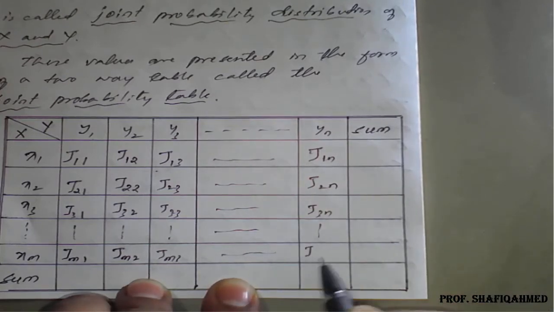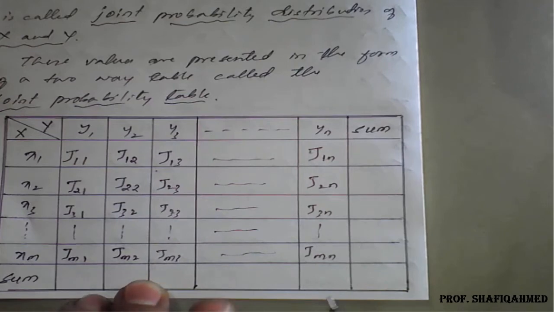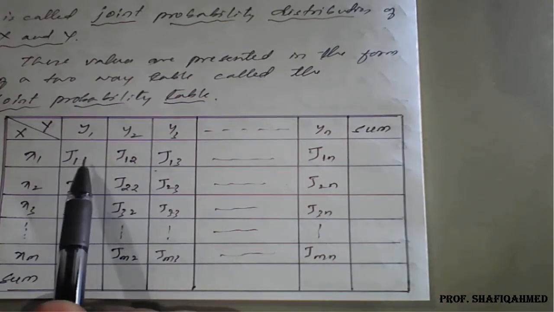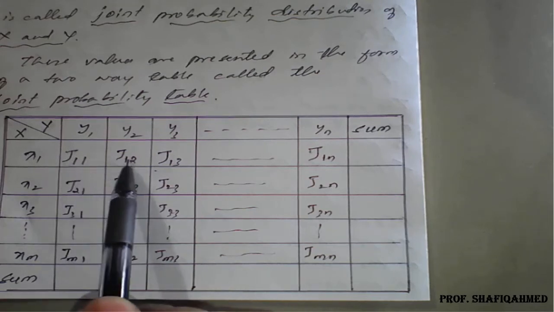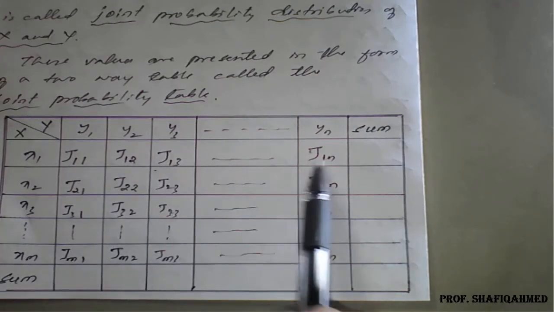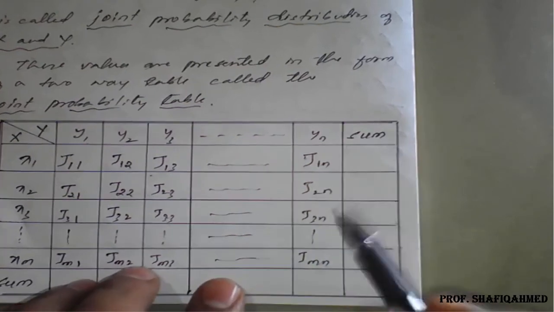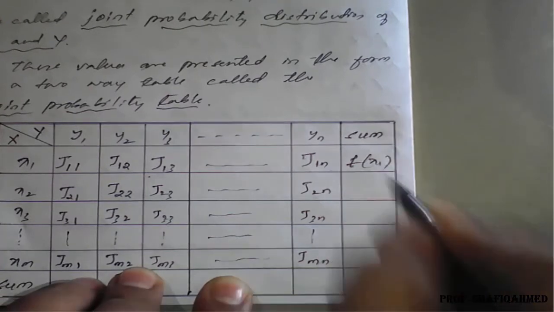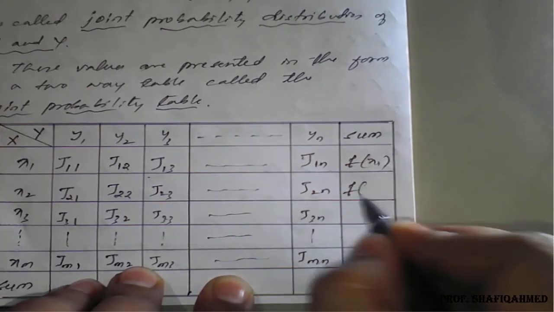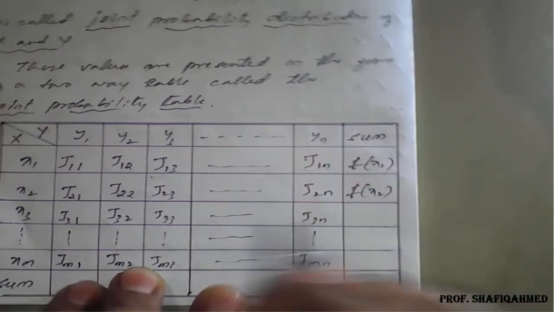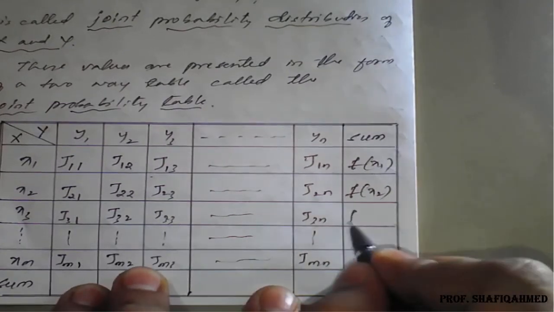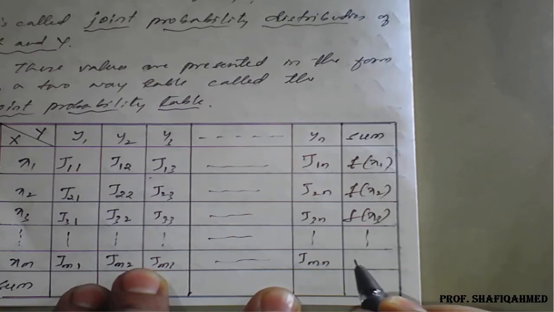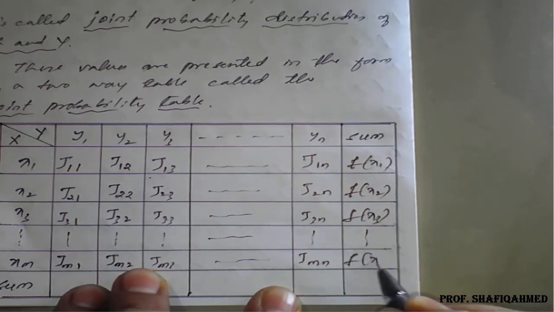J of m n. So here we have to add these values: J of 1 1 plus J of 1 2 plus J of 1 3 plus so on, J of 1 n, and it is considered the sum f of x1, and this is considered f of x2. This is considered because this is the summation for x3, meaning f of x3, and so on. So here it is f of xm.